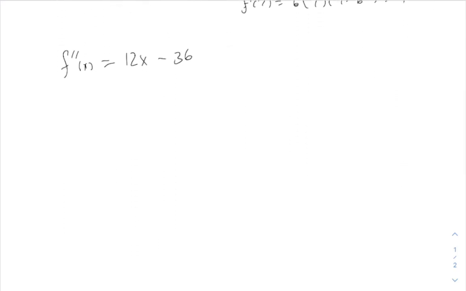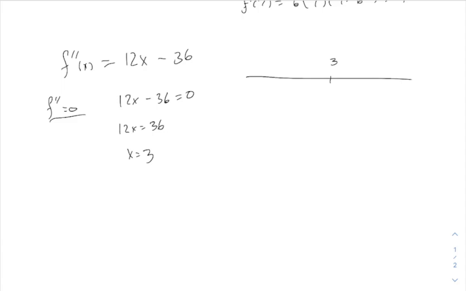This, I'm going to make a chart of the signs of that. Where is it positive versus negative? So first I find where it's 0 so that I can mark off something on the chart. F double prime is 0: 12x minus 36 equals 0. This means 12x equals 36. Divide by 12, x equals 3. So 3 is my marked off point on the second derivative chart.